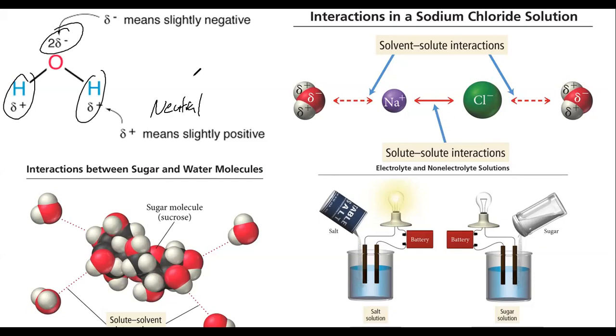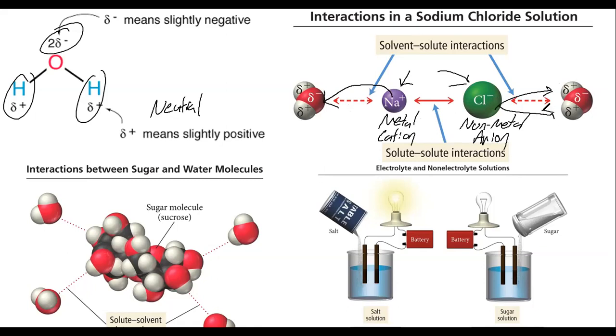And why that matters is that when we dissolve ionic compounds in water, they will break apart. So table salt, sodium chloride. Sodium is a metal, and it's a cation. Remember, cations are positive. Chlorine is a non-metal, and it's an anion. What happens when you put salt in water is that the positive sodium gets attracted by the negative oxygen of water. The negative chlorine gets attracted by the positive hydrogens of water, and they will dissolve. They will break apart.